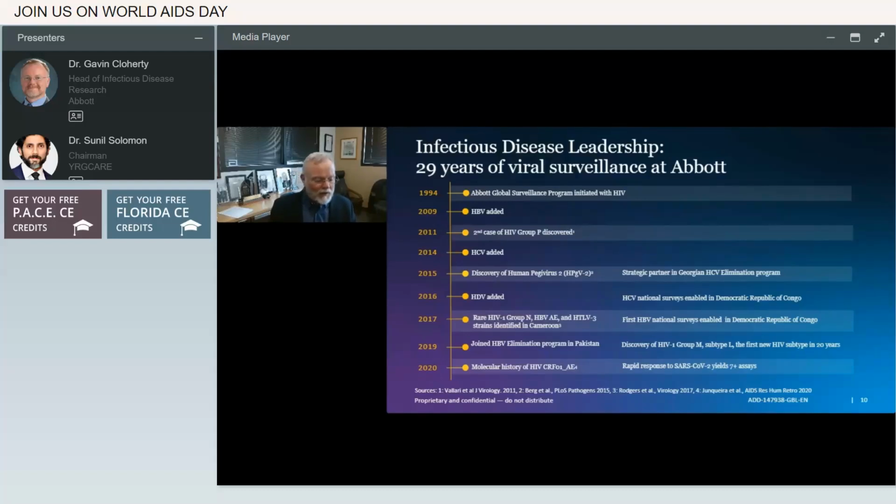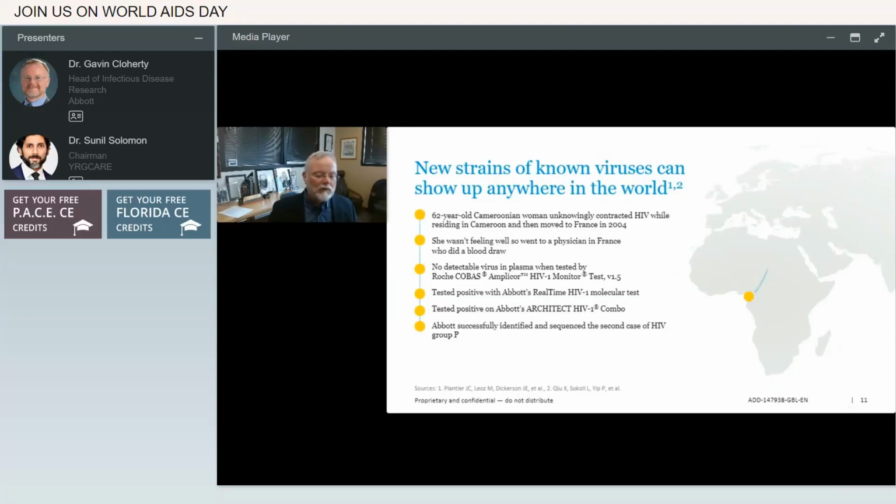Obviously, in 2020, the SARS-CoV-2 pandemic occurred, and we rolled SARS-CoV-2 into our surveillance program, which was very useful in terms of ensuring the diagnostic tests we made for that virus also stood up to the test of evolution and diversity that that virus threw at us.